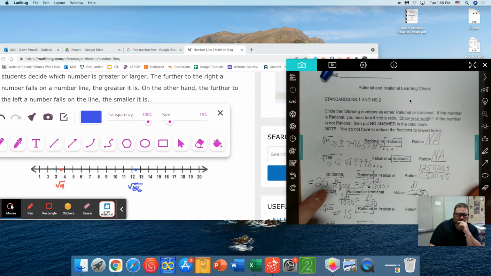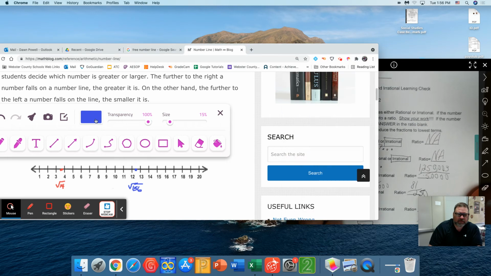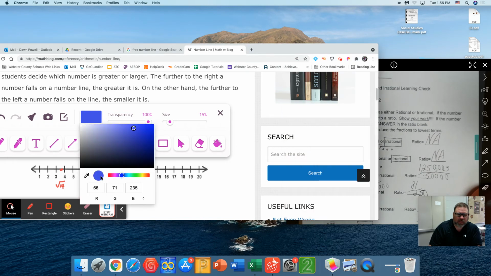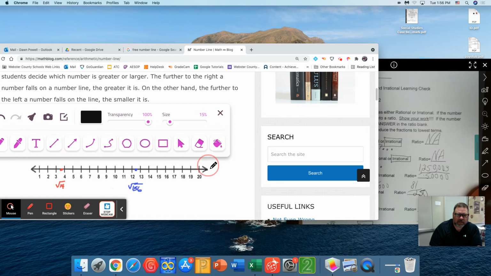Okay. Now, number line, yours stops at 20, but this has got to go to 25.00006. So you probably have to extend out your number line a little. So we're going to extend it out here just a little bit.